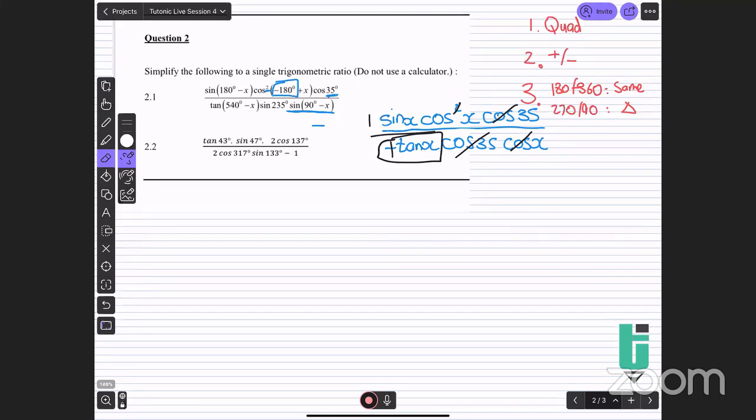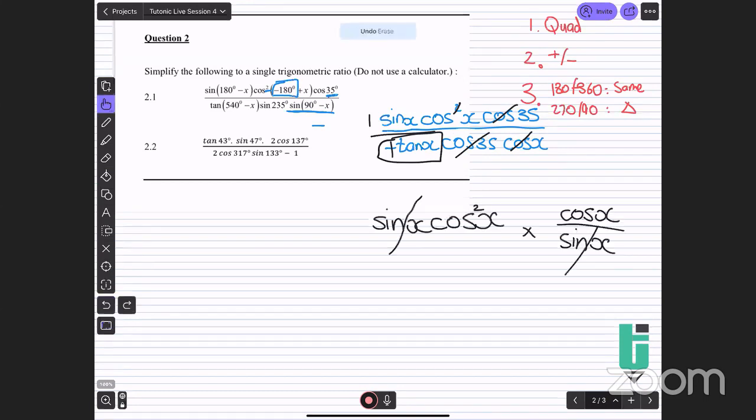Okay. And then it says, okay, now we have to simplify again. Question 2.2. I didn't get the first step. Okay. Yes, please. So then it just becomes cos squared x. Oh, okay. Everybody happy? Yes. Yeah. Okay.